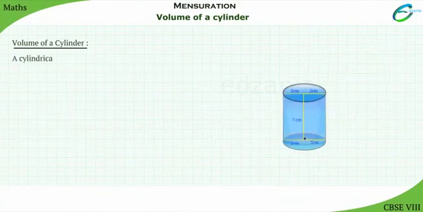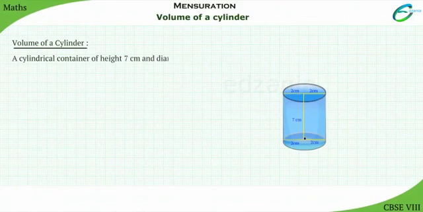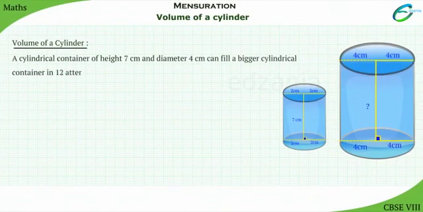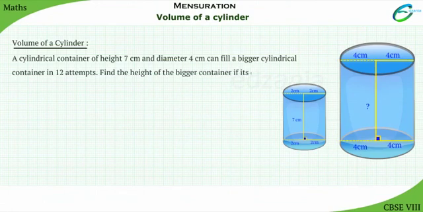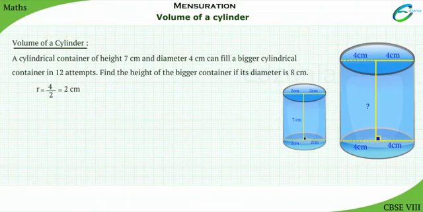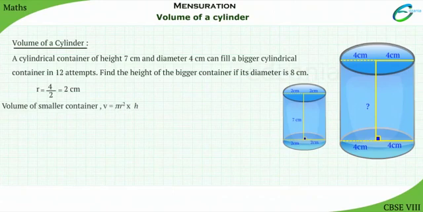A cylindrical container of height 7 centimeters and diameter 4 centimeters can fill a bigger cylindrical container in 12 attempts. Find the height of the bigger container if its diameter is 8 centimeters. The diameter of the base is 4 centimeters, hence the radius would be half the diameter, which is 2 centimeters. We know the height and radius of the smaller cylindrical container. So we use the formula to find the volume of the smaller container, which is 88 cubic centimeters.